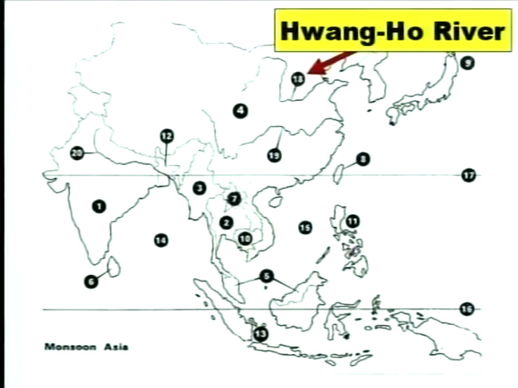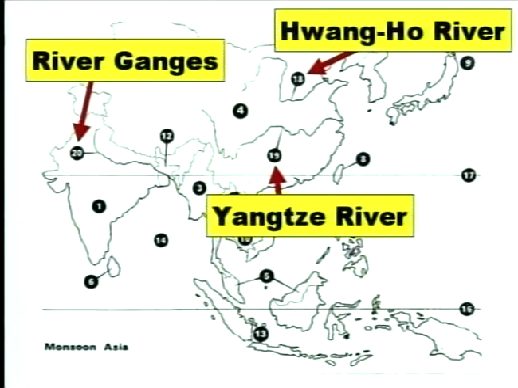Yangtze. Okay, the Yangtze River. Anyone disagree with that? We all happy with the Yangtze River? Okay. And number 20 is not supposed to come up yet, but for number 20, that is supposed to be the Ganges, the river Ganges. Okay, so 18 is the Huang Ho, 19 is the Yangtze River, and number 20 is the Ganges.